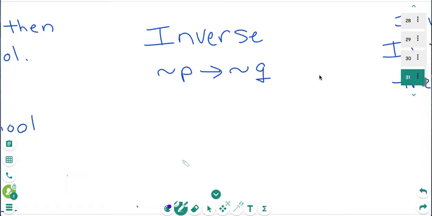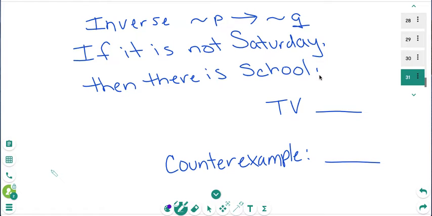All right, so go ahead and check your inverse. Did you write, if it is not Saturday, then there is no school? If you did, then you have the correct inverse. Now let's look at the truth value to this. If it is not Saturday, then there is school.